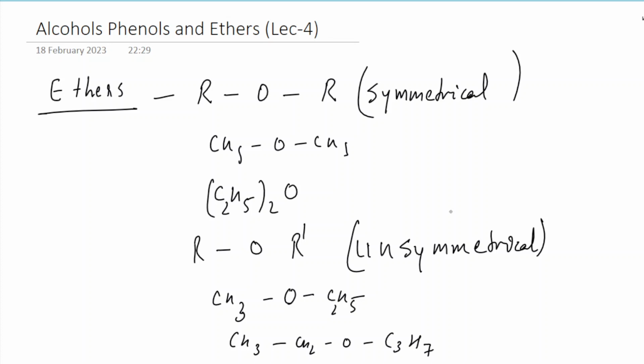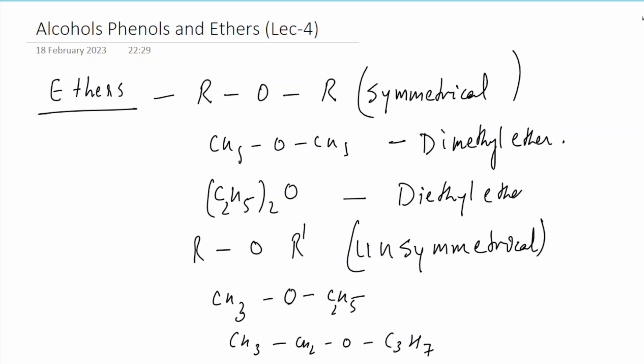So it's like dimethyl ether. It's diethyl ether. So these are their common names. It's ethyl methyl ether, and it's ethyl propyl ether.